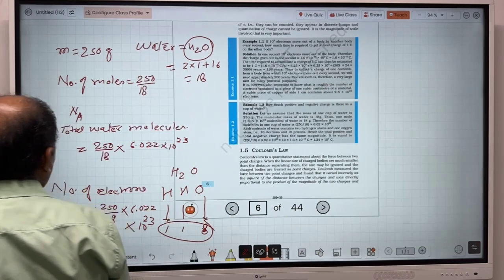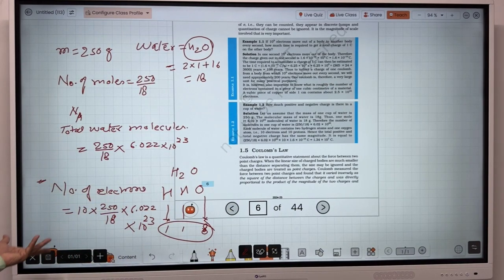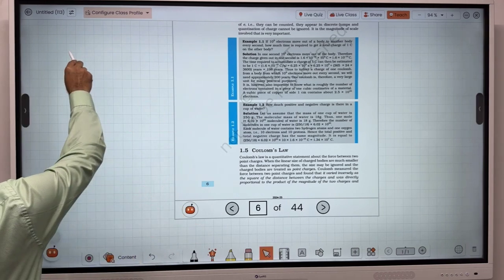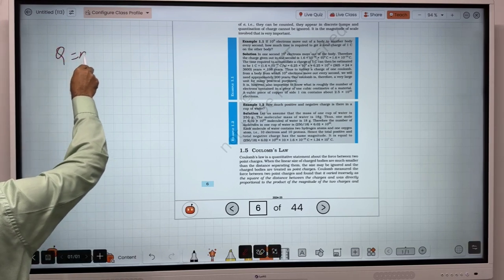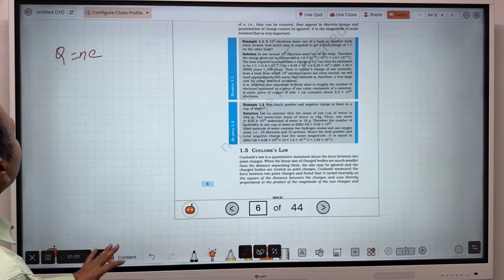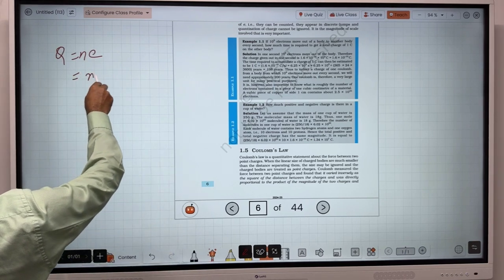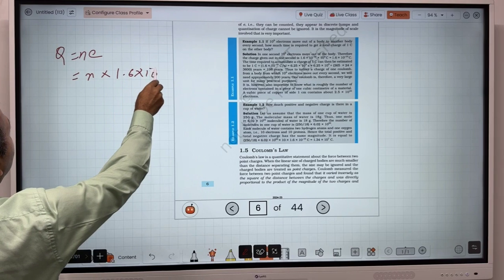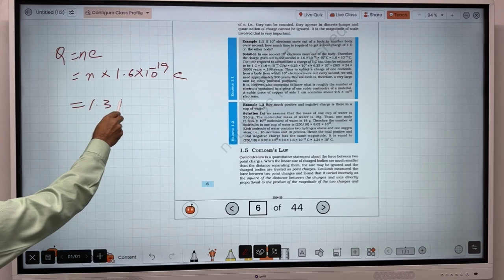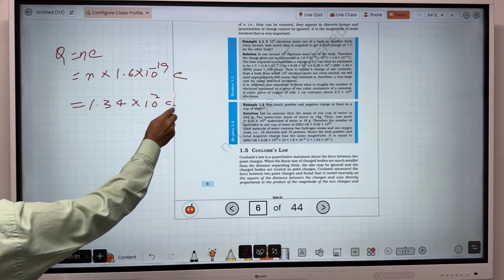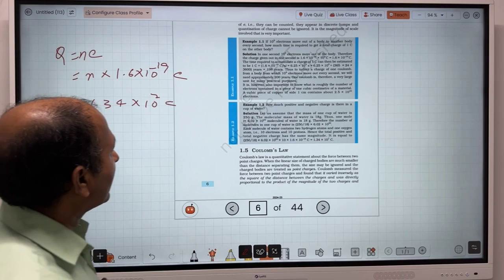If you wish to convert this electronic charge into Coulomb, you will find the number of electrons, and after that you can write the total charge. So total charge will be how much? Charge, you can write Q equal to Ne. You have got the number of electrons by calculating like this, and then multiply N into 1.6 into 10 power minus 19. Then your answer will come out to be around 1.34 into 10 to the power 7 coulomb. So I think you have understood. The question is simple.